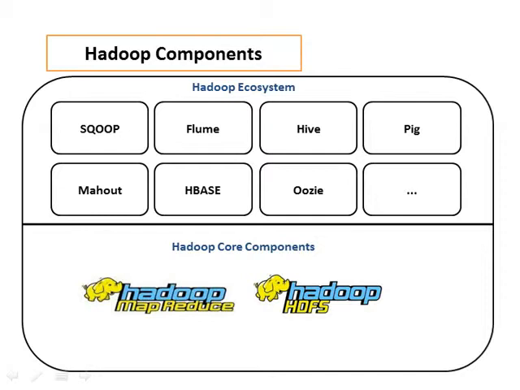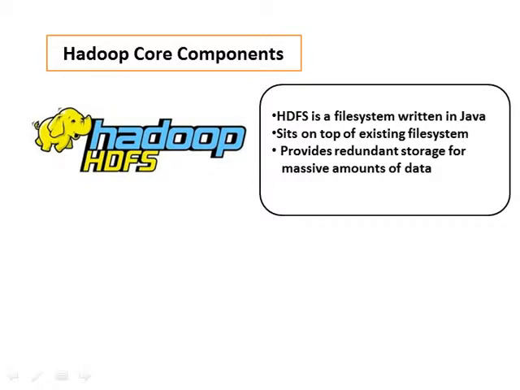Here are the components of Hadoop. You can see that in the ecosystem you've got Sqoop, Flume, Hive, Pig, Mahout, HBase, Oozie, and there are many other tools which can also be used. In Hadoop core components you have Hadoop MapReduce and Hadoop HDFS. HDFS is a file system written in Java. It sits on top of the existing file system and provides redundant storage for massive amounts of data.